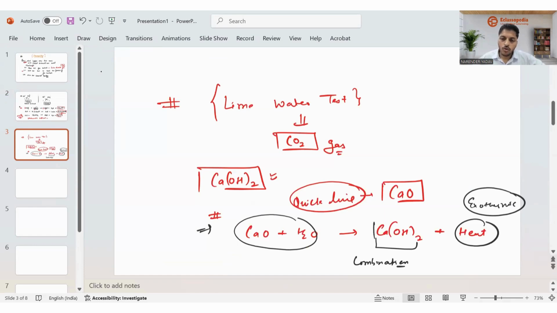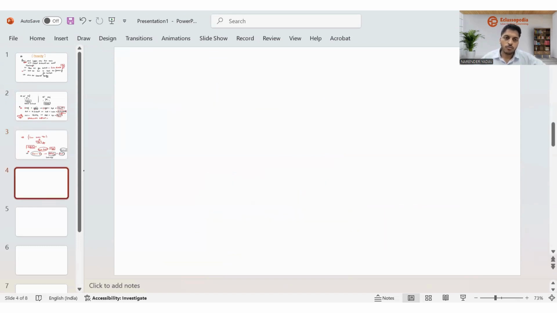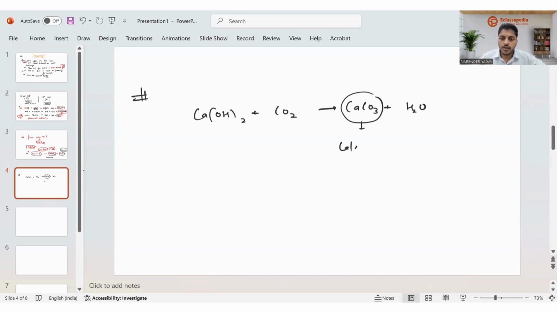So the compound is Ca(OH)2. This is lime water. How to perform the test? Take lime water, Ca(OH)2, and pass the CO2 gas. When you pass the CO2 gas, it will form the compound CaCO3 plus water. The chemical name of CaCO3 is calcium carbonate, but sometimes it is asked with the common name, that is limestone. So this is the limestone formed.